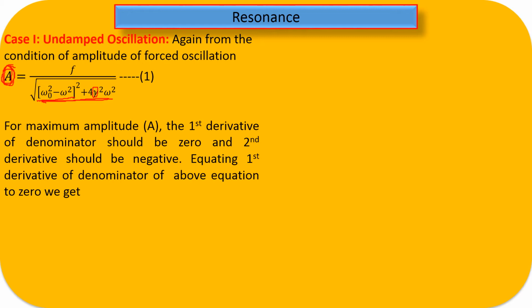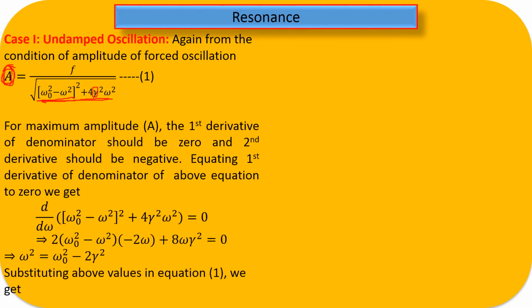So equating the first derivative of the denominator of the above equation to 0. So let us do this. I have taken the first derivative of this. So the first derivative over here has been taken.